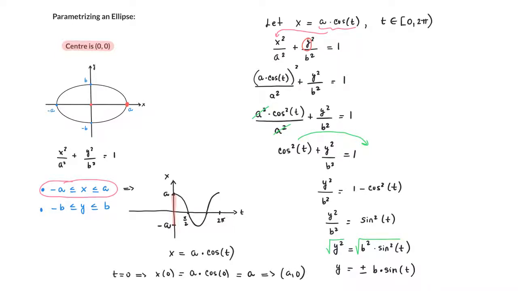So then that means that we have two possible expressions for y. That means two possible parametrizations for the same ellipse. We're going to go ahead and consider both parametrizations. We'll see how they are similar, how they are different.